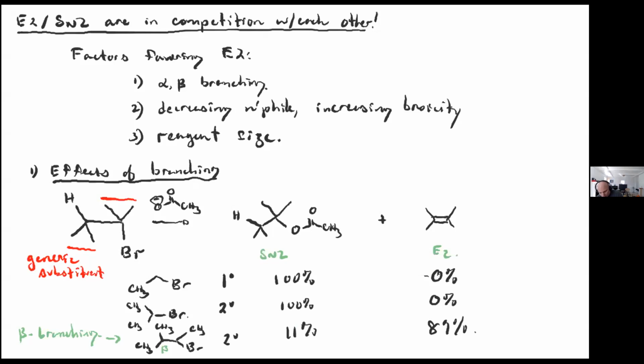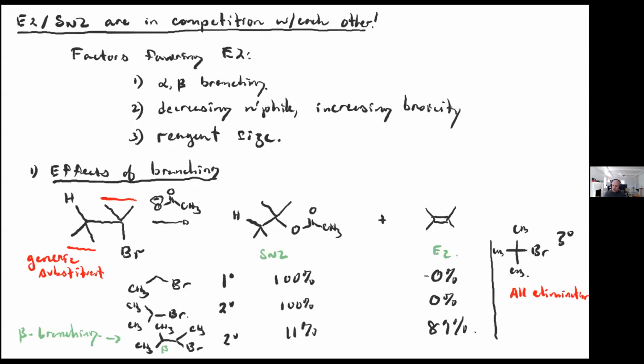And then finally, I'm running out of real estate on the bottom, so I'll just put it on the right here. If you have a tertiary substrate, that is all elimination. Again, that's consistent with what we said when we talked about SN2. We do not do SN2 reactions at tertiary substrates. They're just too slow, and so the system will eventually start doing the elimination.